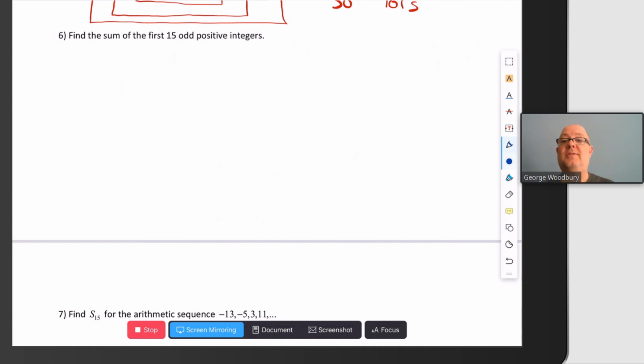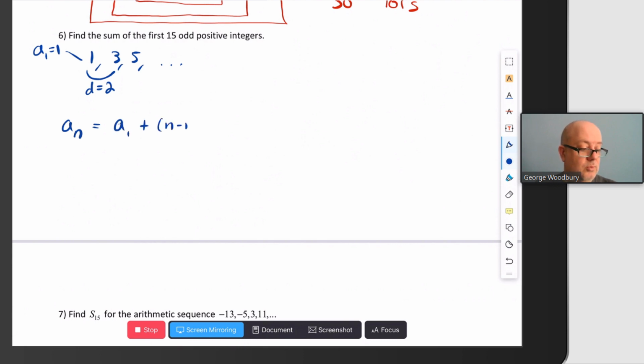Find the sum of the first 15 odd positive integers. So the first one is 1, 3, 5, and I'm not going to list them all out. I'm going to come up with a formula to list them out, because if that 15 was 315, I definitely don't want to list 315 numbers. So we'll go over the way that we do that. What I do notice is that the difference is 2. And again, we know that a sub 1 is 1. The formula for the general term of an arithmetic sequence, again, is a sub 1 plus n minus 1 times d.